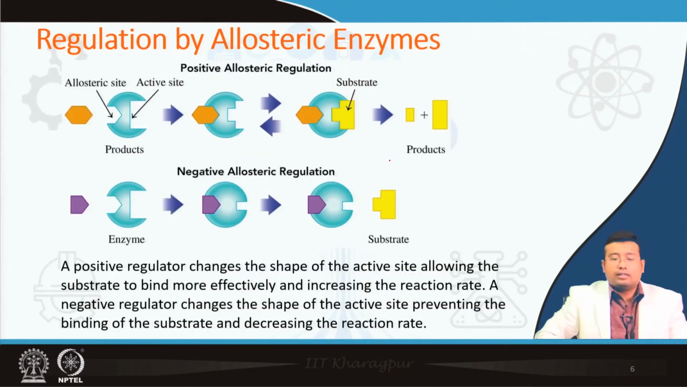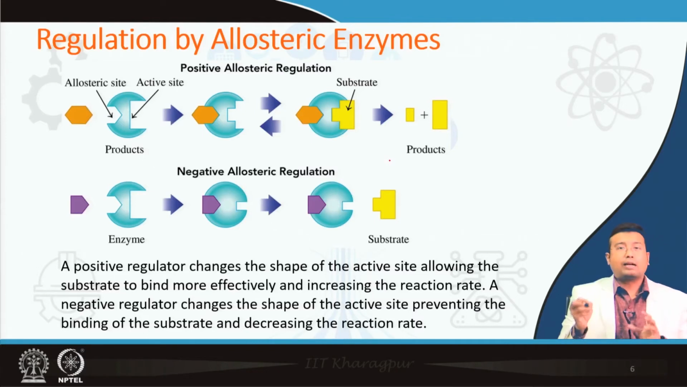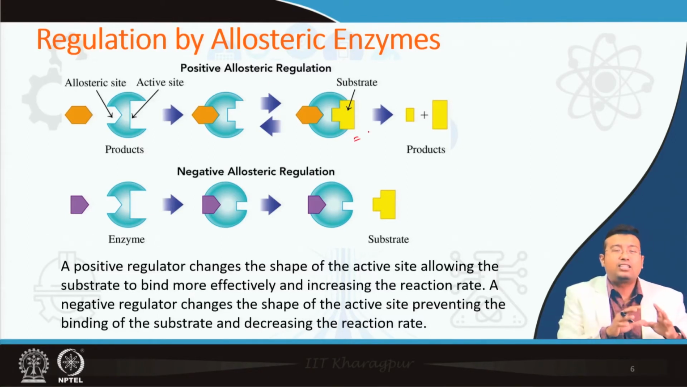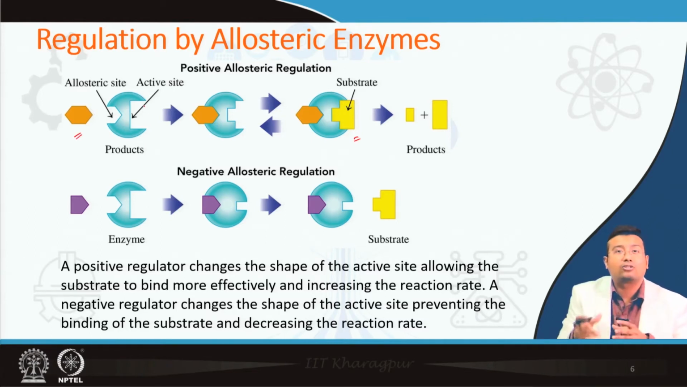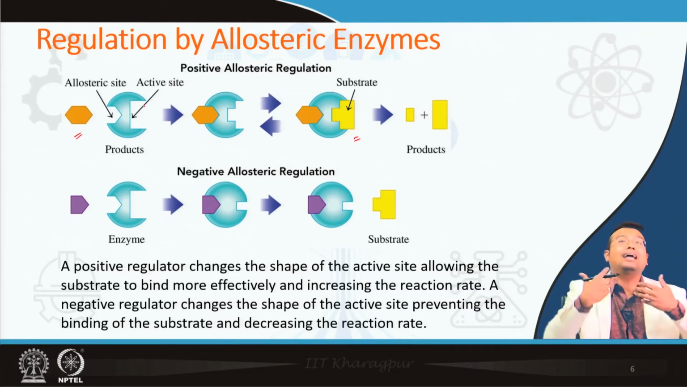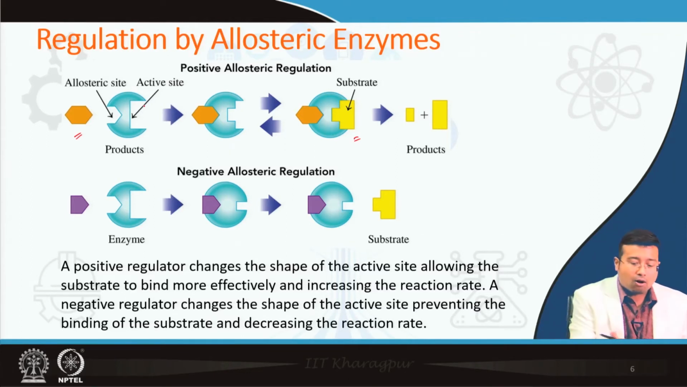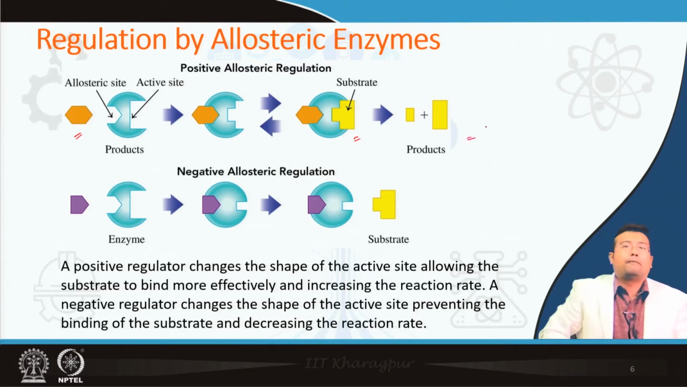With this illustration it is very clear. You can see the substrate looks like this. The enzyme initially was not reactive with the substrate. So, what does it do? The allosteric regulator binds at a site which is not the active site. This is an example of positive allosteric regulation, where a regulator is helping the enzyme move forward with the reaction. It gets attached to the allosteric site and alters the active site in such a way that now it can easily bind the substrate and get converted to product.